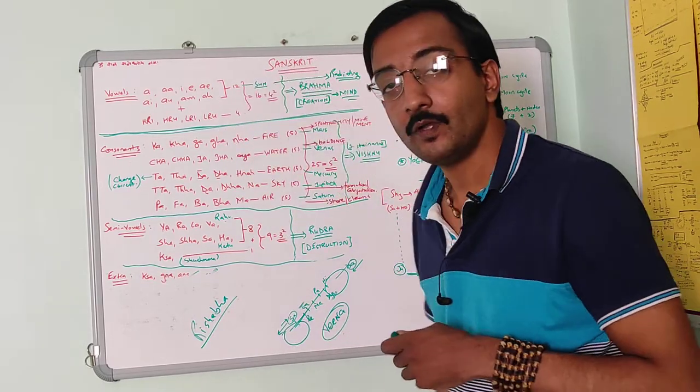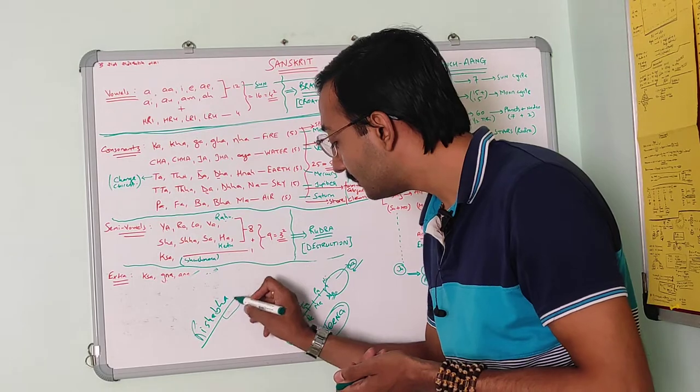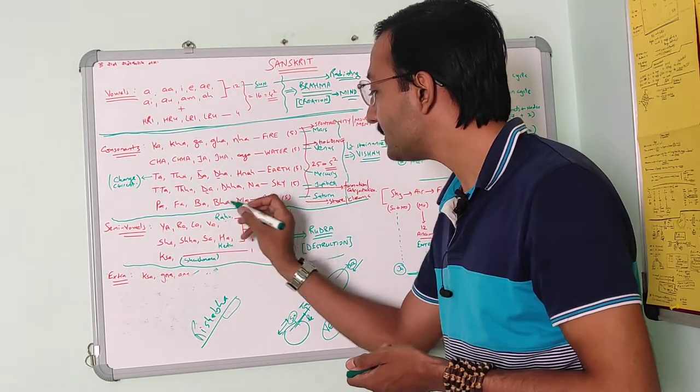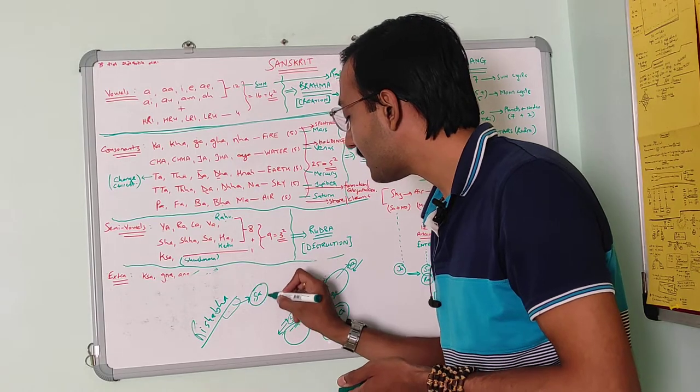Okay, Rishabh. What is the fruit? The fruit is Ba. What is Ba? Ba is air element. Okay, the fruit is given in Saturn, air element.